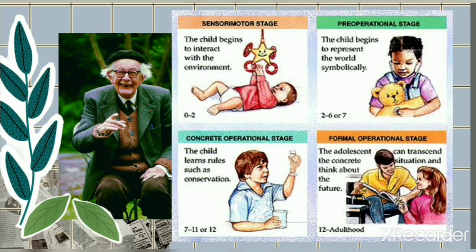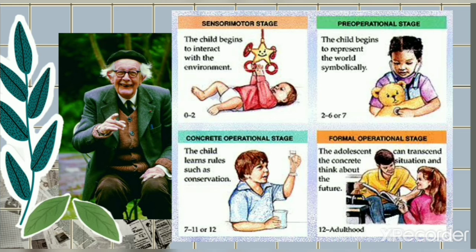The next stage is the concrete operational stage. The child learns rules such as observation. So during this stage, the children also become less egocentric and begin to think about how other people might think and feel. Kids in the concrete operational stage also begin to understand that their thoughts are unique to them and that not everyone else necessarily shares their thoughts, feelings, and opinions.